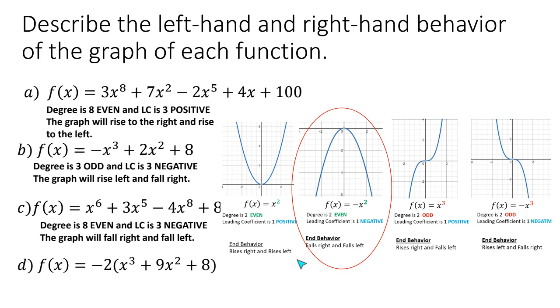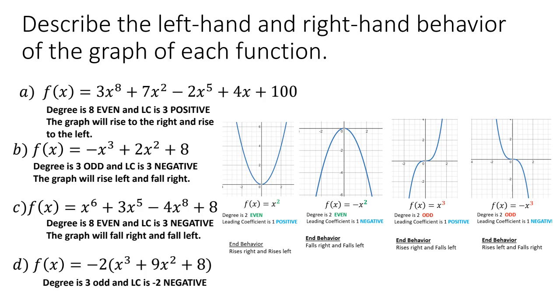Okay. Now the last one, we have negative 2x cubed plus 9x squared plus 8. So I have a 3 and a 2. So I'm going to have an odd degree. And in front of x, do I have a 1 or do I have a negative 2? We need to make sure that we distribute that negative 2, making this a negative 2x cubed. And so my behavior is going to be like this last one here. So we say that the graph rises to the left and falls to the right.